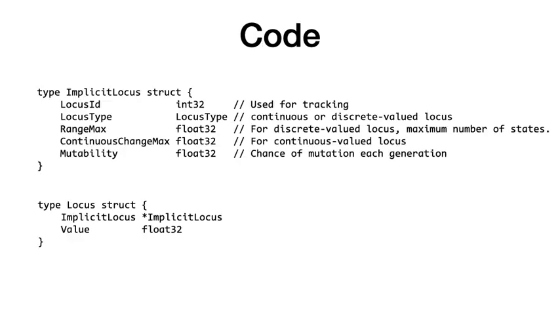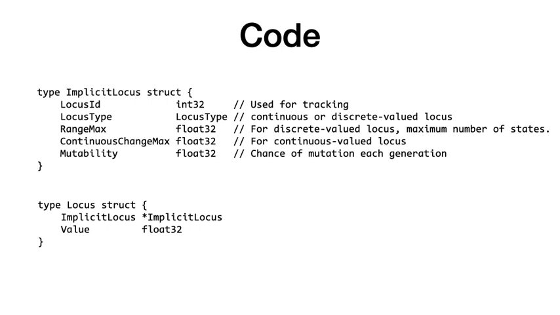So here is what an implicit locus looks like. We give it an ID for tracking. We give it a type, whether it's continuous or discrete. For a discrete valued locus, we give it a maximum of the range. For a continuous valued locus, we tell it the maximum continuous change allowed on it. And then mutability is the chance of mutation each generation. Right now, that's fixed at 1%, which would be 0.01.